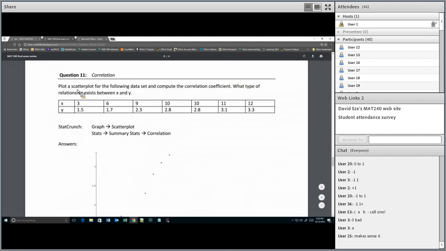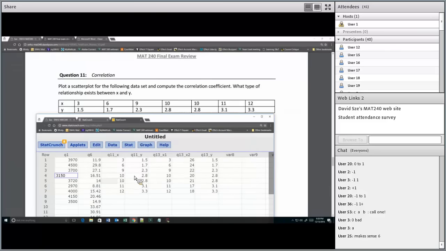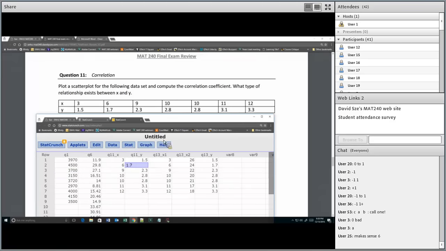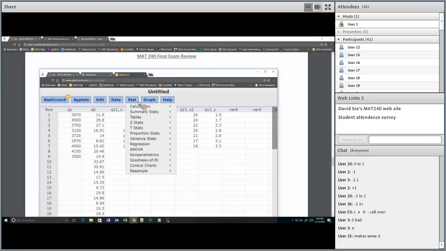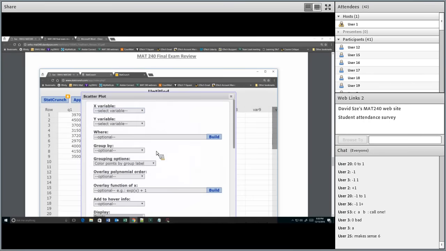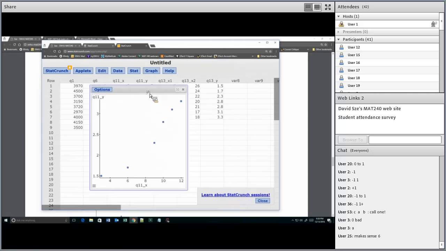Okay, now here's a problem. Plot a scatter plot for this data and compute the correlation coefficient. What type of relationship exists? Okay, so the data is given here, and I've already entered the data here. This is question 11, so here's the data, x and y. To do the plot, I'm just gonna go to graph, scatter plot, and it is very simple. Choose x for x, y for y, and that's it. Just hit compute, and you get your graph.